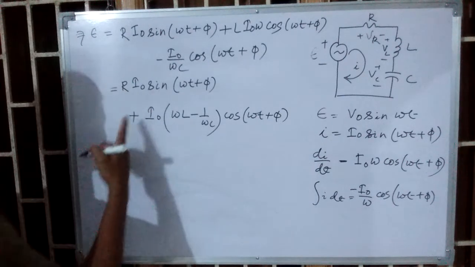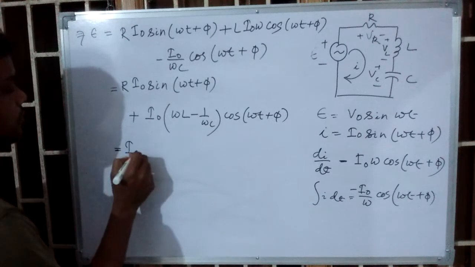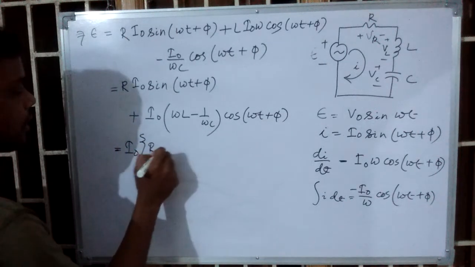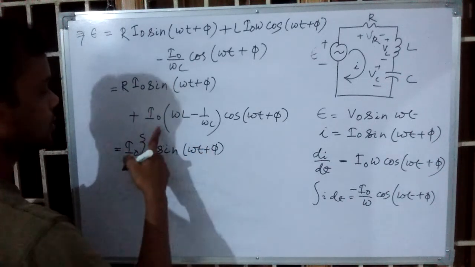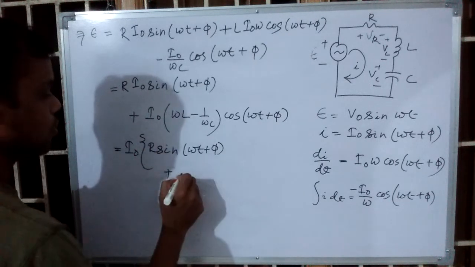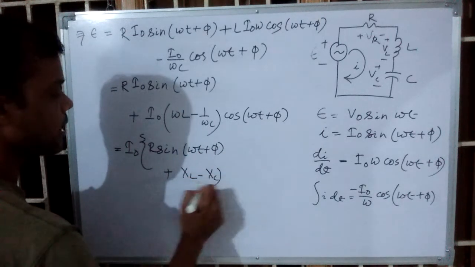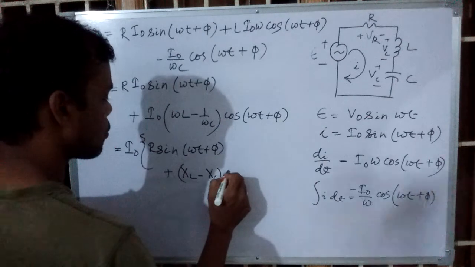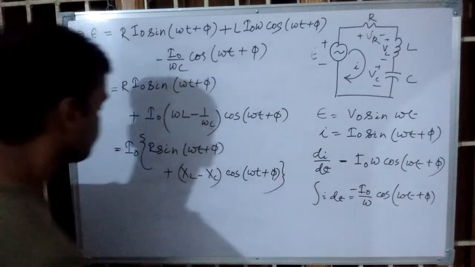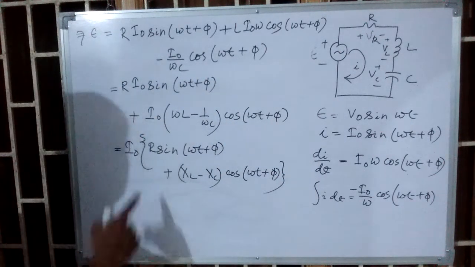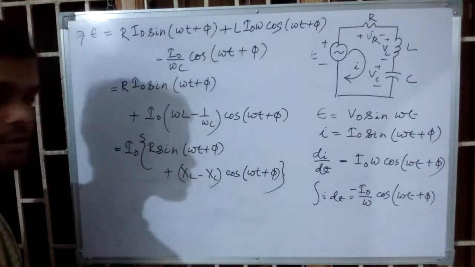Now I can take I naught common from both the terms. So this will be equal to I naught times R sin(omega t plus phi) plus, omega L is nothing but XL, 1 by omega C is nothing but XC, cos(omega t plus phi). Inside the bracket, look: R sin(omega t plus phi) plus (XL minus XC) cos(omega t plus phi).